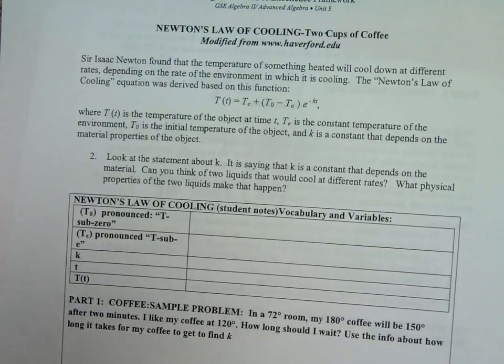T of t is the temperature of the object at time t. T sub E is the constant temperature of the environment. T sub 0 is the initial temperature of the object, and k is a constant that depends on the material properties of the object.